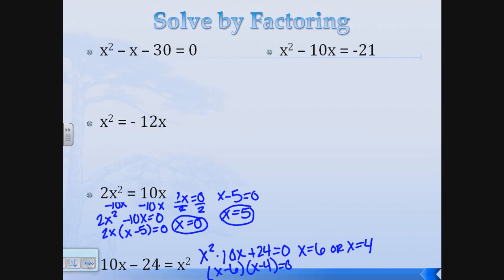So here's another one like that. Move your 21 over and then find the factors of 21 that make negative 10. If you'd like to pause the video, then I'll put the answers up.